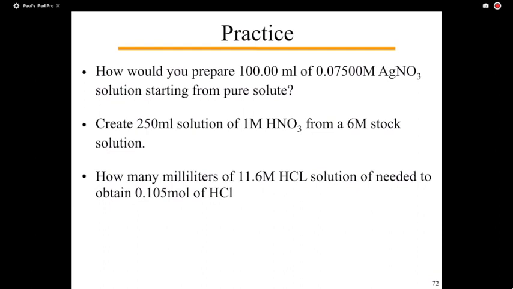All right. And so we can do lots and lots and lots of practice. Okay? In this first one here, how would you prepare 100 milliliters of a 0.07500 molar solution of silver nitrate, starting from pure solute? All right, what in the world does that mean?